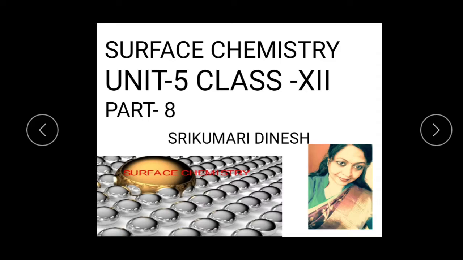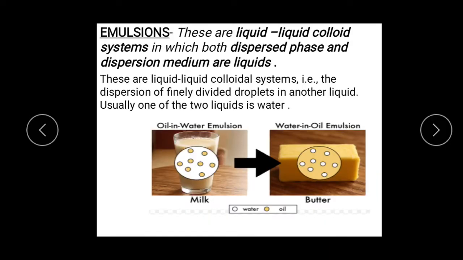Good morning students. Today we are going to deal with Surface Chemistry Unit 5, and this is part 8. The first topic we start with is emulsions. What are emulsions? They are actually liquid-liquid colloidal systems in which both disperse phase and dispersion medium are liquids. The common examples are milk and butter.